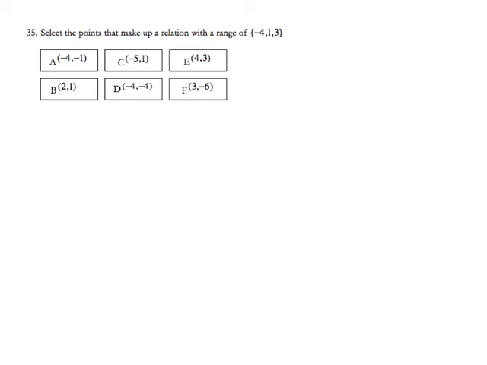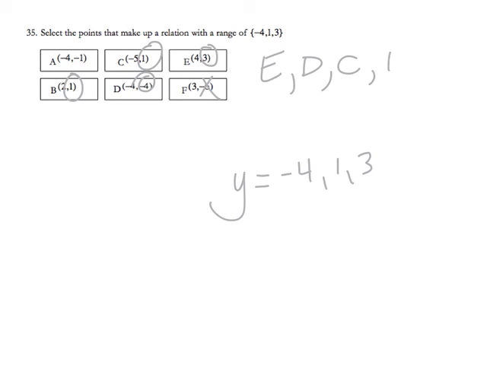Last question. Okay, select the points that make up a relation with a range of negative 4, 1, 3. So we just need to look for the y values of negative 4, 1, and 3. So E would be in there. Negative 4, D. 1, C. And B is a 1, so B is in there too. But not A. So not A and not F, just B, C, D, and E.